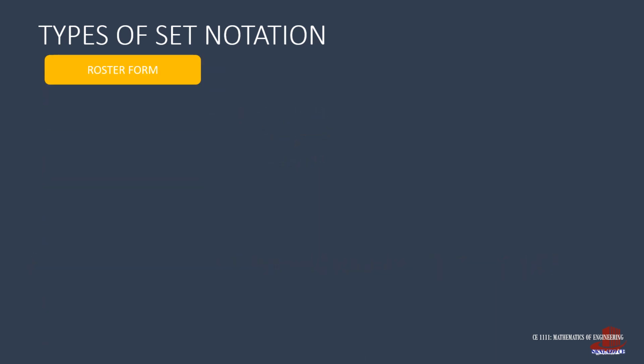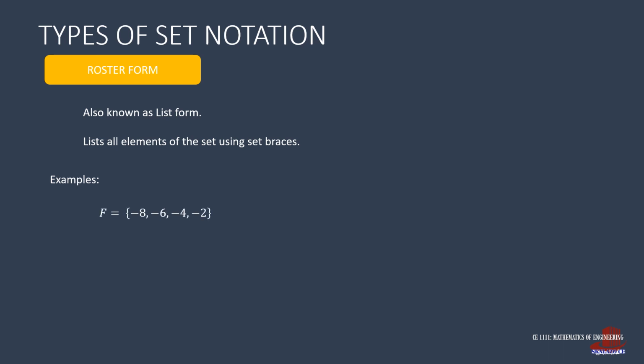The third notation is roster form, also called the list form. In this notation, the answers or elements are identified in a set grouped in set braces. Two examples are set F with -8, -6, -4, and -2. Another set is G with elements A, E, I, O, and U.